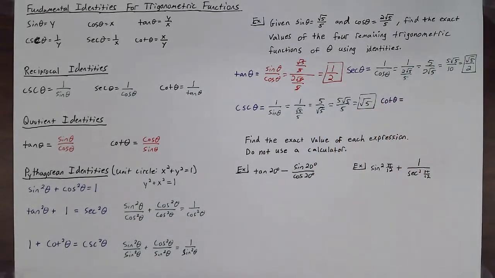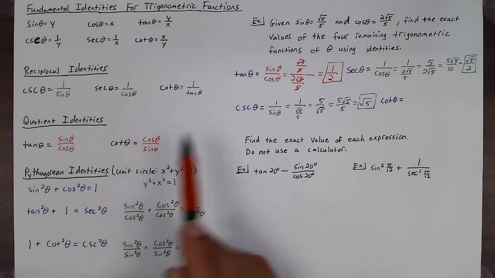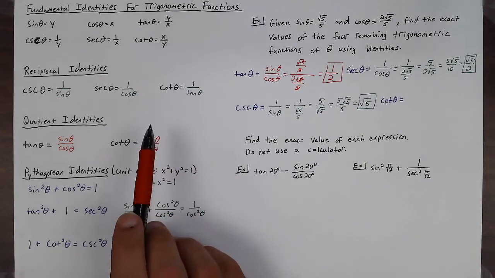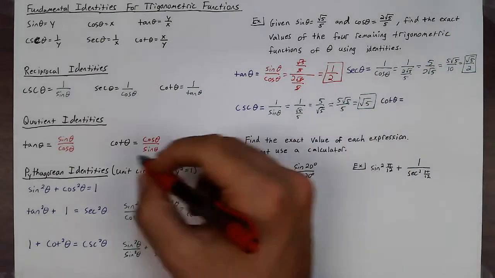Now for cotangent, I have two options to go about this next step. I can either use the quotient identity, cosine over sine, or since I now know tangent, I could also use 1 over tangent of theta. But for the sake of using as many colors around here as possible, I'm going to use the quotient identity.